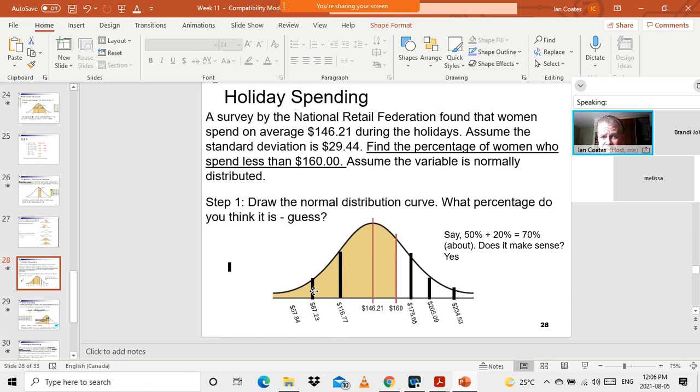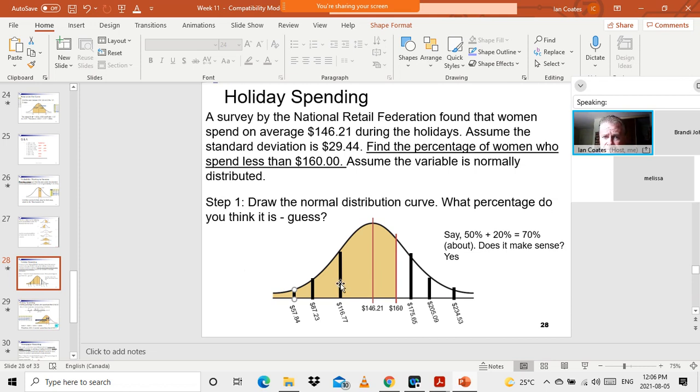It doesn't have to be pretty. You just have to be able to understand it. So here's your curve. There are your standard deviations. There are your numbers for your standard deviations. But the question is asking, find the percentage of women who spent less than $160. So $160 is somewhere in between 146 and 175. We'll just put a line right there. So we want everybody less. We want to know how much.